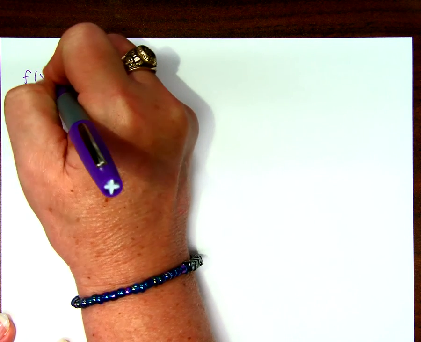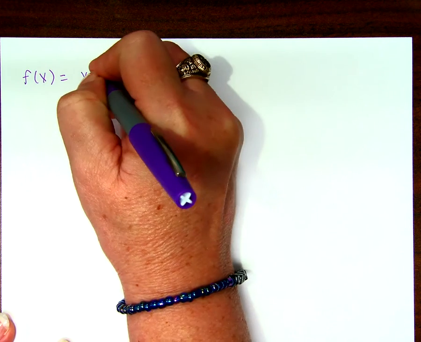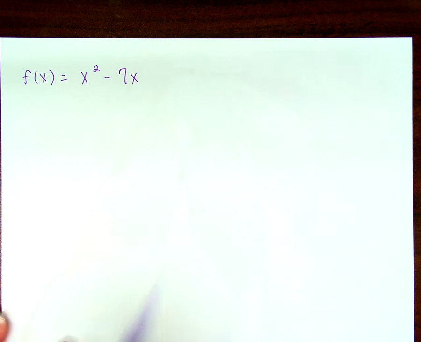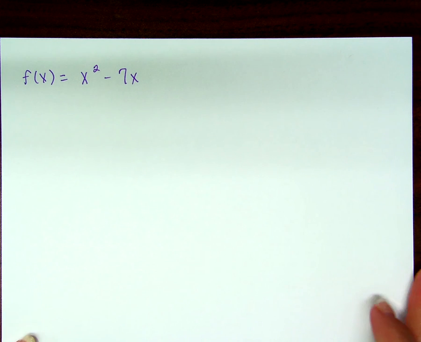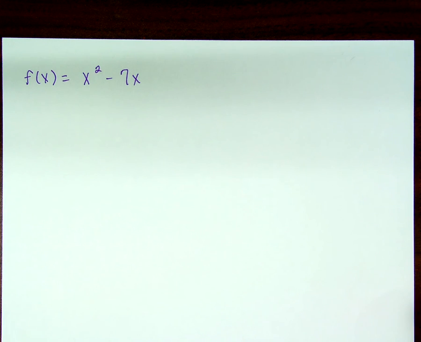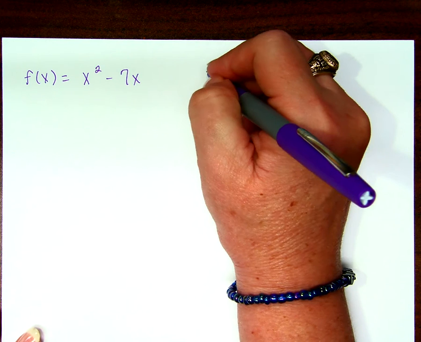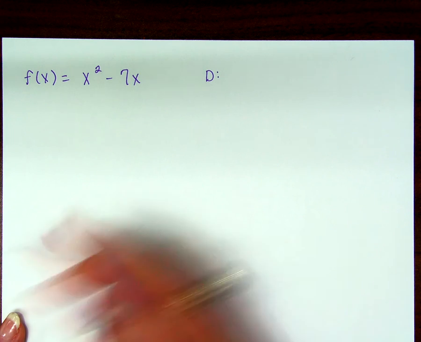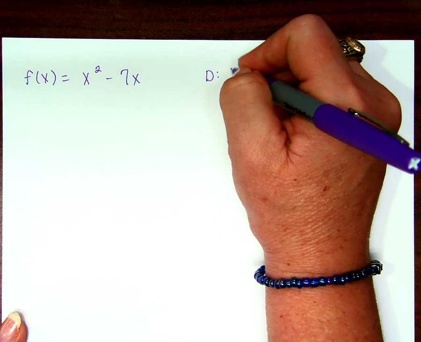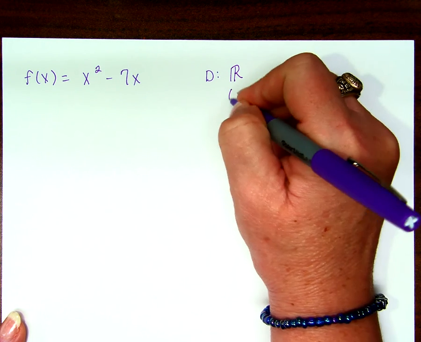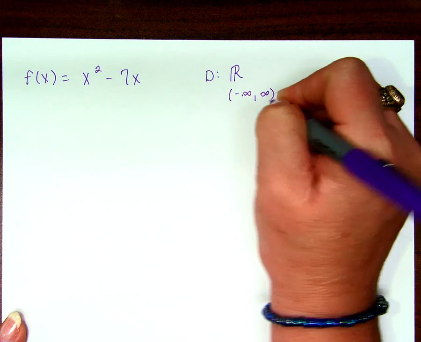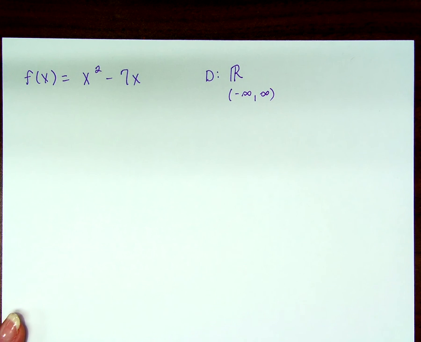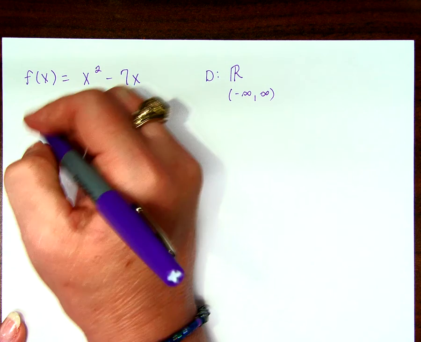Okay. So let's start off with this function. F of x equals x squared minus 7x. What is the domain of that function? Well, what type of function is that? That is a parabola. Think about what a parabola looks like in your head, and what the domain is going to be. Yep, all reals. Got it?